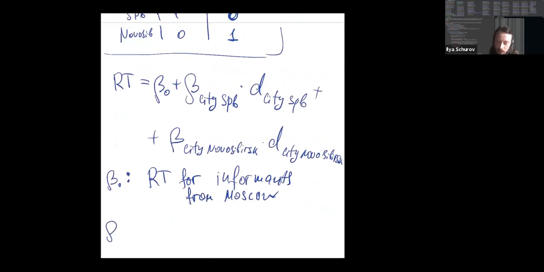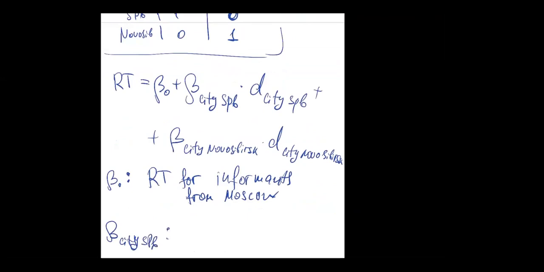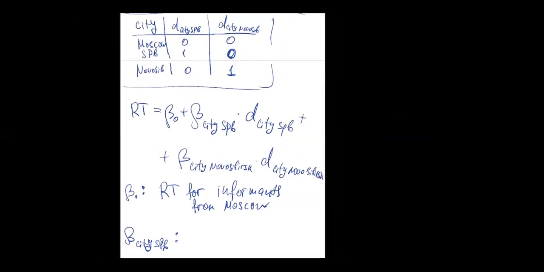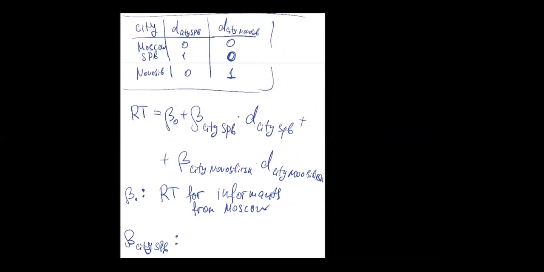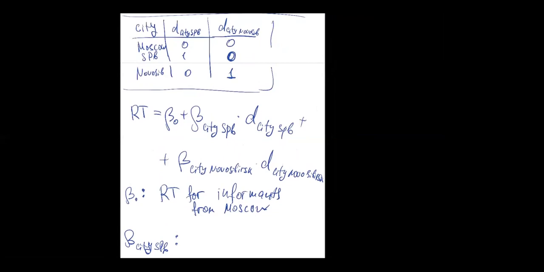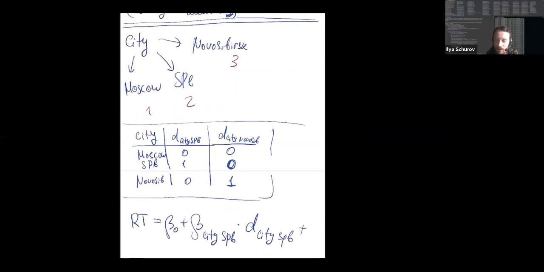Then what about beta CTSPB? I have maybe a stupid question, but why do we have dummies for this program? Sorry, can you repeat, please? Why do we only have a dummy variable for SPB and Novosibirsk? Yeah, that's a good question, in fact.